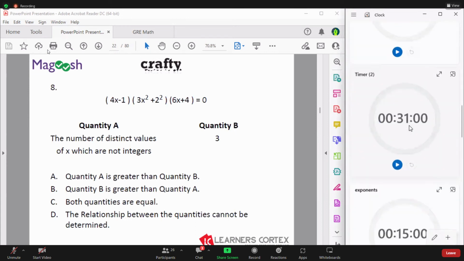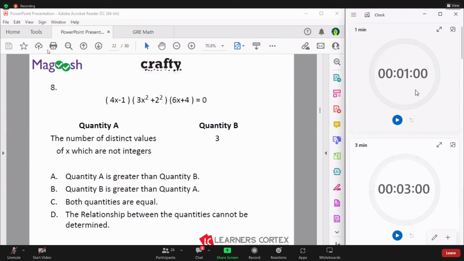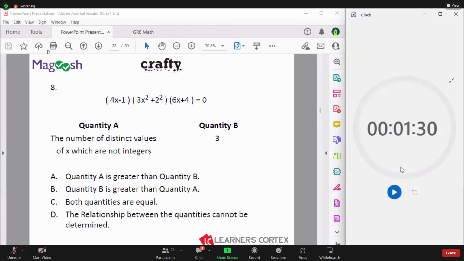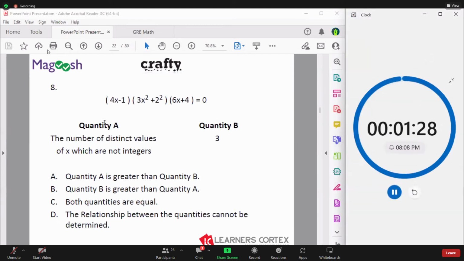Next, this is a very interesting question. 4x minus 1, 3x square plus 4, 6x plus 4 equals 0. The number of distinct values of x which are not integers in quantity A, and quantity B is 3. Then which of these would be greater? Very interesting question.